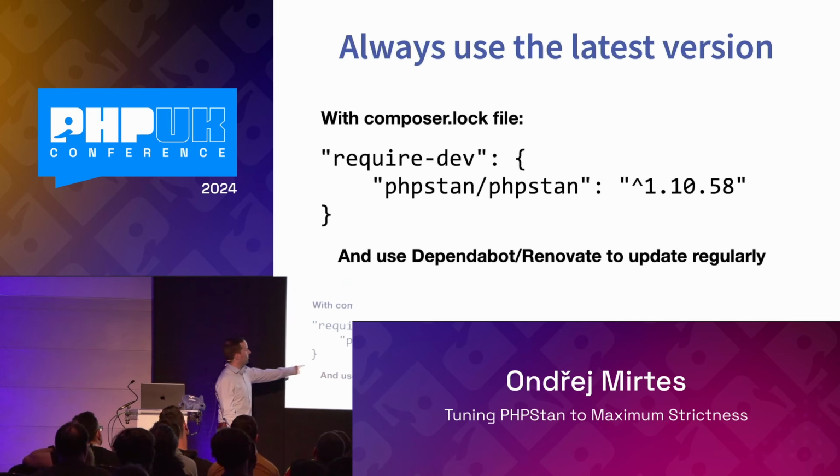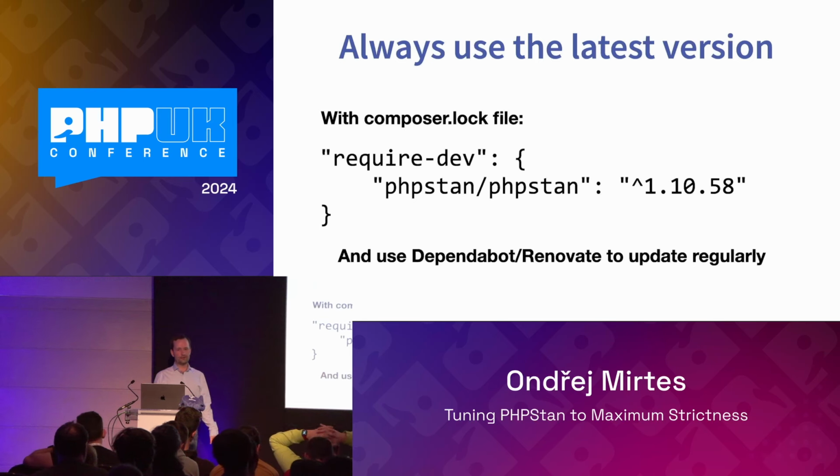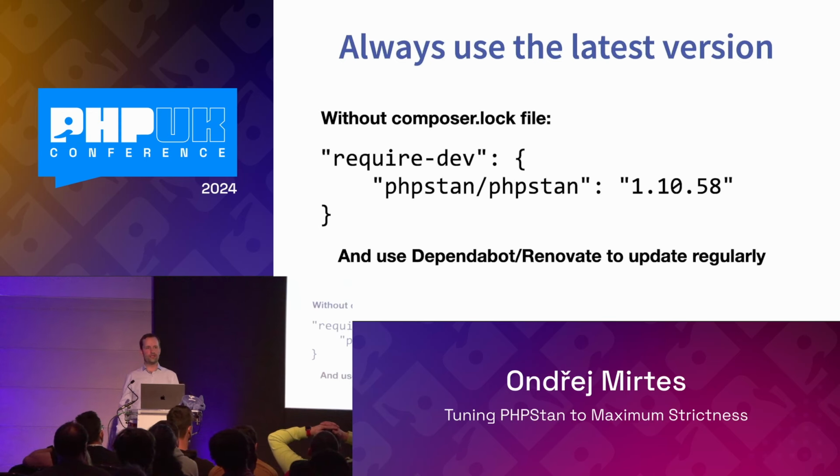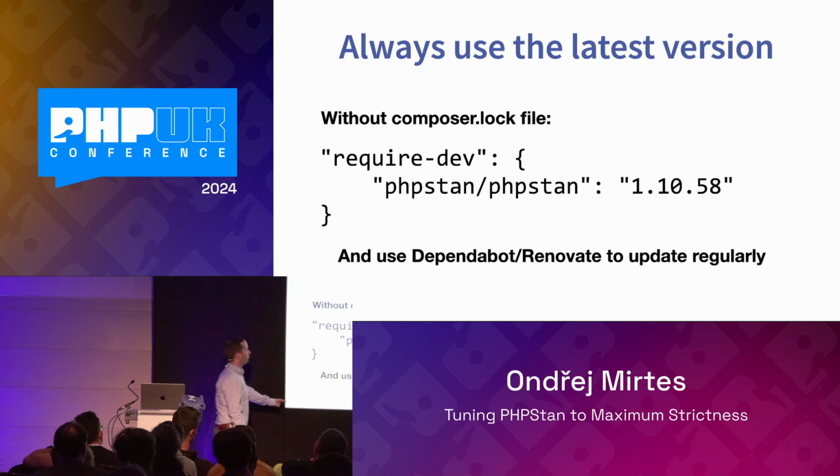And if you are working on a proprietary project, you should have your composer.lock committed, and you can put a version range using the caret sign into your composer.json. And you should use some automated tool like Dependabot or Renovate to basically notify you and send you pull requests about new releases that happen. And if you don't have a composer.lock file, if you are working on some kind of open source package that doesn't need this file committed, then you should pin to a specific version of PHPStan.